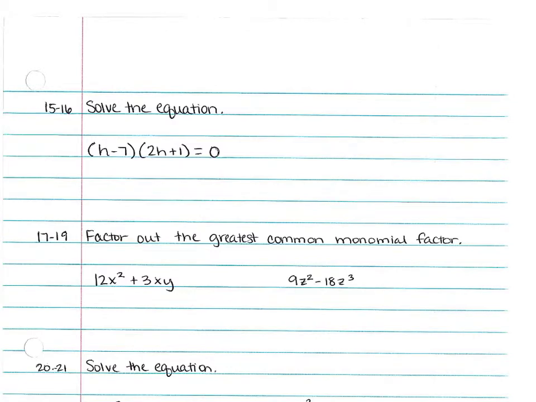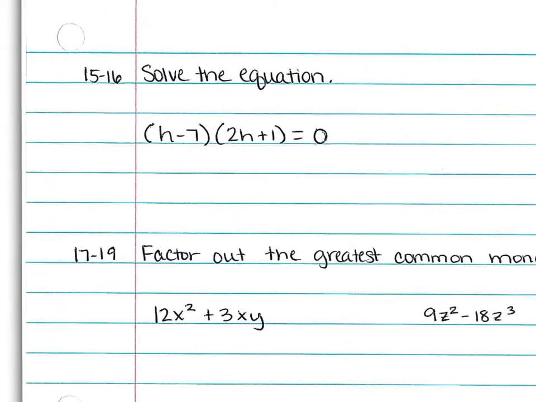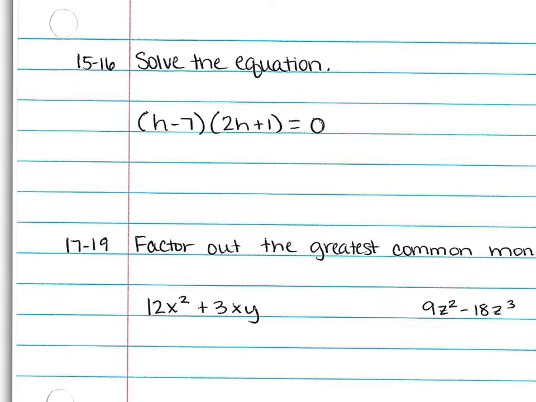In questions 15 and 16, you're going to have to solve the equation. In these questions, they're actually going to have them already factored out, where all you have to do is set each part equal to 0. So we're going to say h minus 7 equals 0, and 2h plus 1 equals 0, and then solve for h.